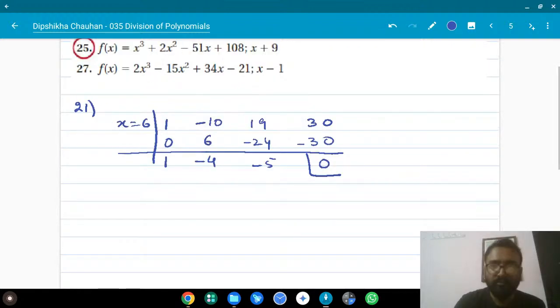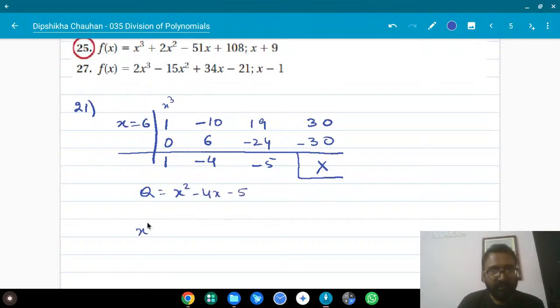So the last term is 0, so there is no remainder. That's a factor. And this quotient is x square minus 4x minus 5. So finally you can write x cube minus 10x square plus 19x plus 30 is equal to the quotient x square minus 4x minus 5 into x minus 6.